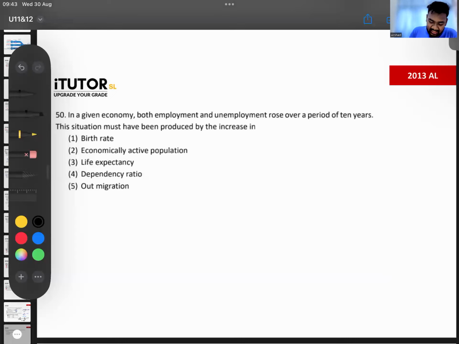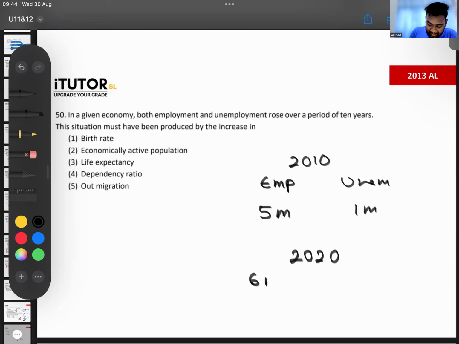Let's say in 2010, employed, let's say there were 5 million. Unemployed, let's say there were 1 million. Now, 10 years later, 2020, employed, let's say 6 million, unemployed 1.2 million. That is what has happened. So how can this go up? So this would have gone up, right?